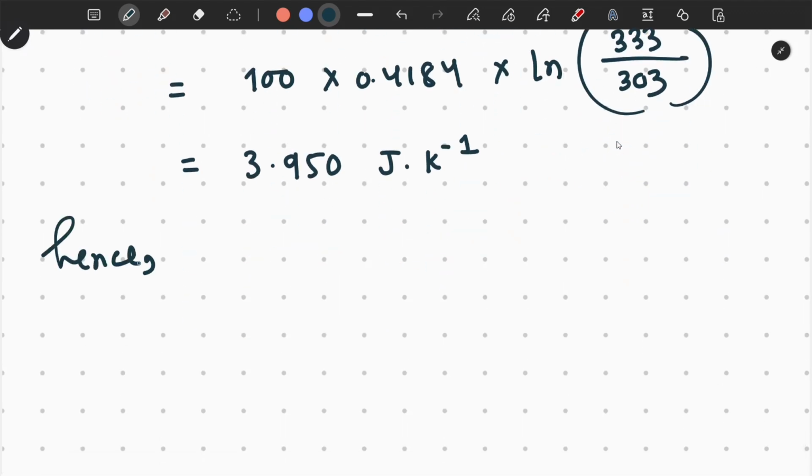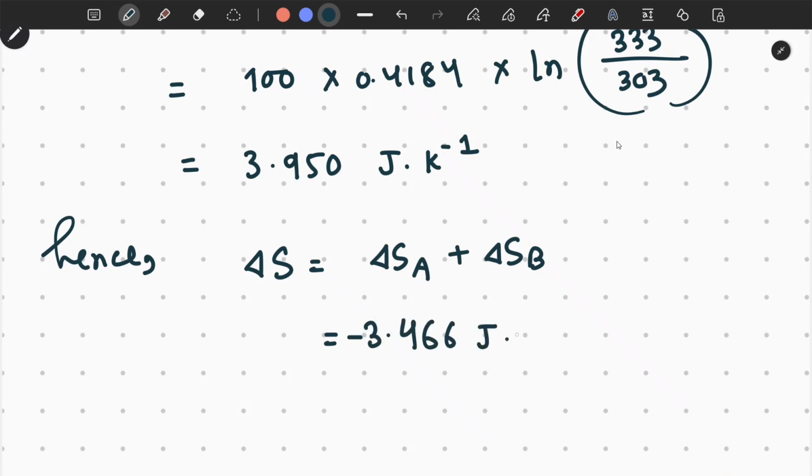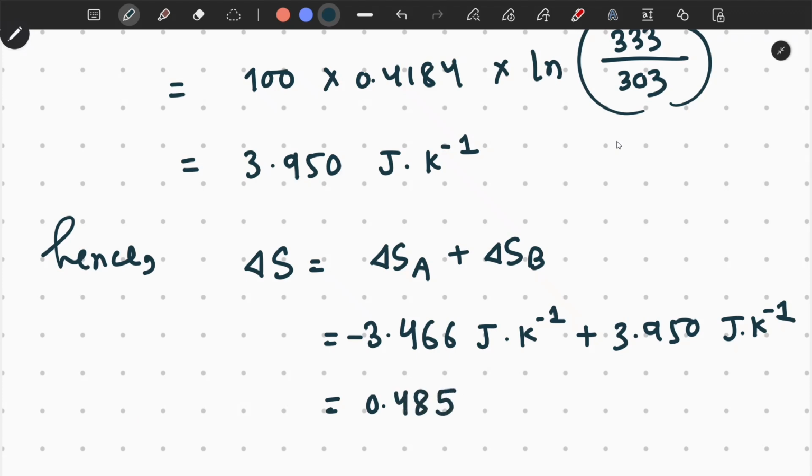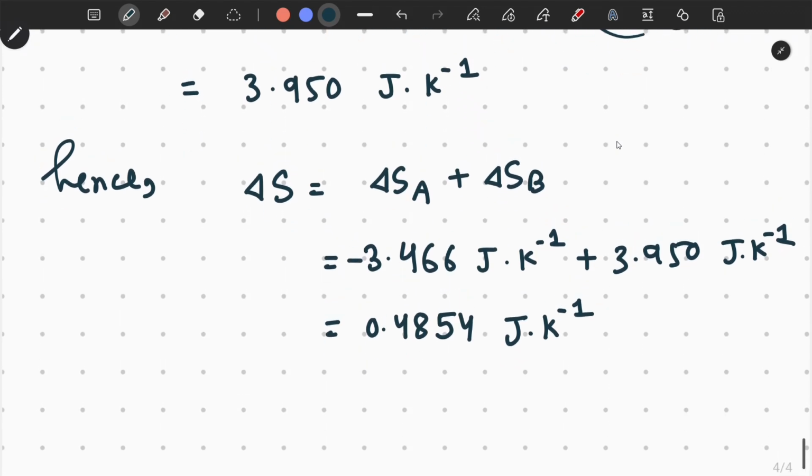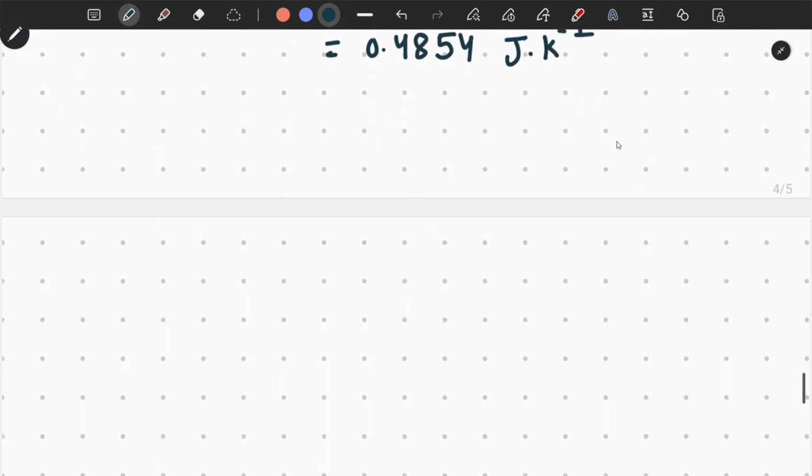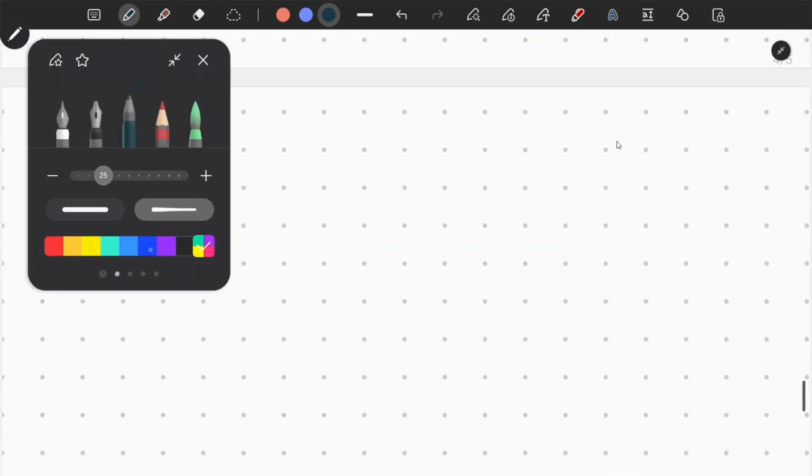Hence, the total entropy change will be delta SA plus delta SB. So it is minus 3.466 joule per Kelvin plus 3.950 joule per Kelvin. So it is 0.484. So delta S is positive. That means it's a spontaneous process, which we have already discussed. So this is the total entropy change. Is it clear? Now we can discuss the fugacity part.